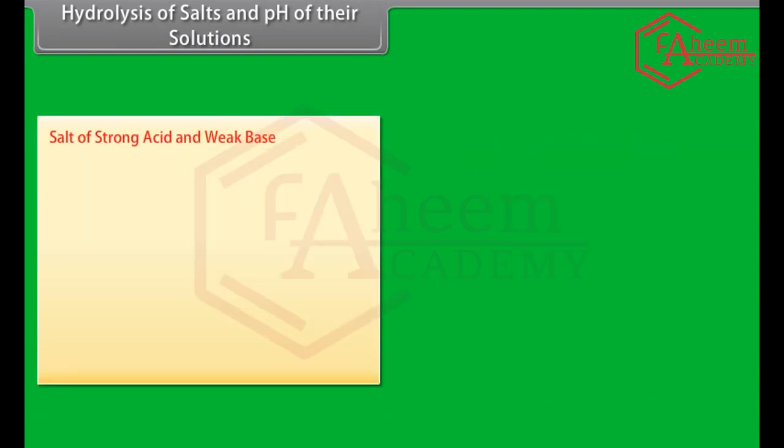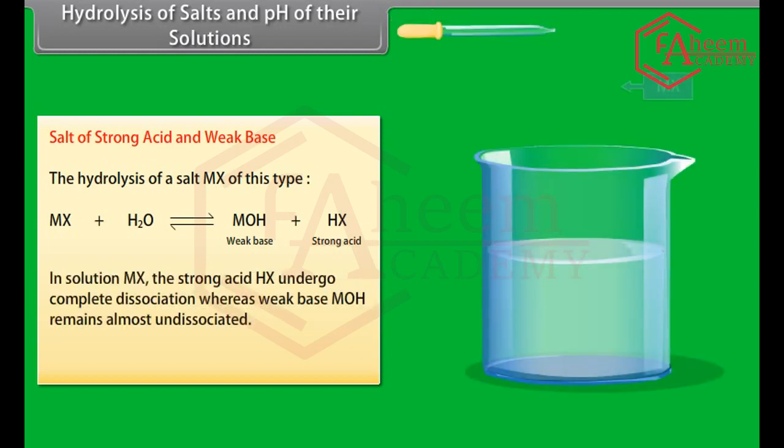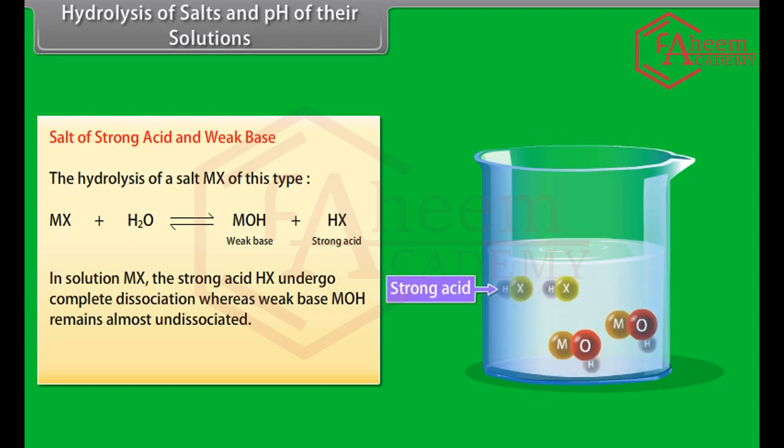Salt of strong acid and weak base. The hydrolysis of a salt MX of this type: in solution MX, the strong acid HX undergoes complete dissociation, whereas weak base MOH remains almost undissociated. The pH of the solution of this type is less than 7.